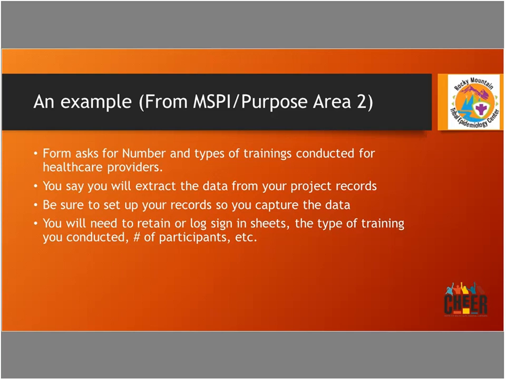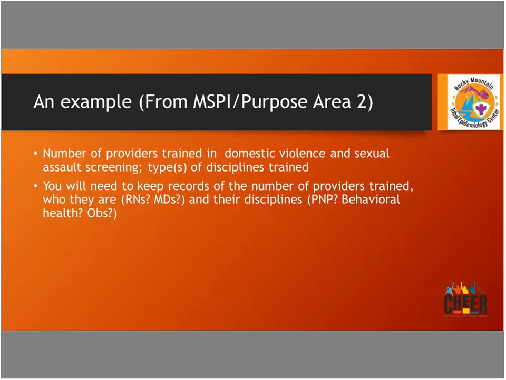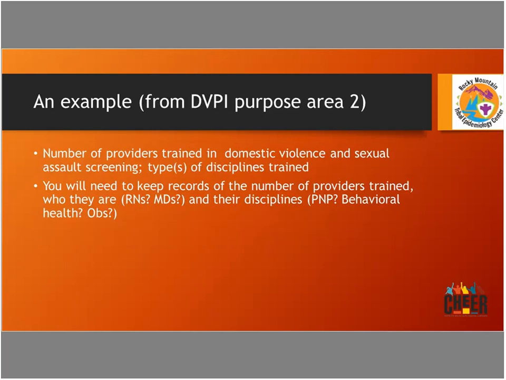Another example, for the DVPI, one of the questions, or it might be a conglomerate of the questions, asks you on that form the number of providers trained in domestic violence and sexual assault screening, and the types of discipline trained. So as you look at what you're going to do to create a sign-in sheet for the providers that you train, you'll want the number, and it's asking you for the type of discipline trained. So you want to make sure that the records you keep record the number of providers you trained and who they are. What discipline are they from?